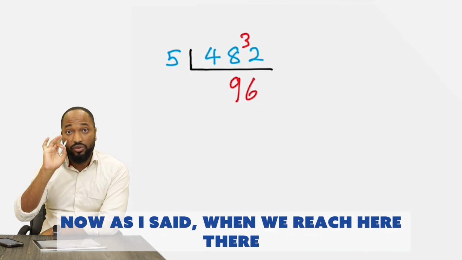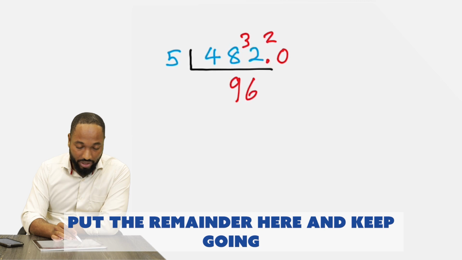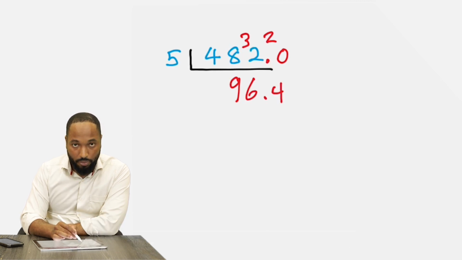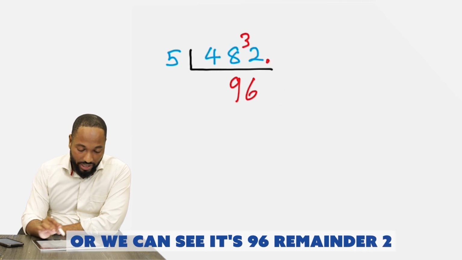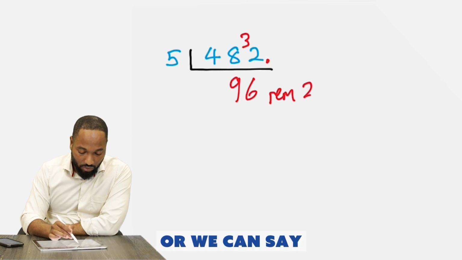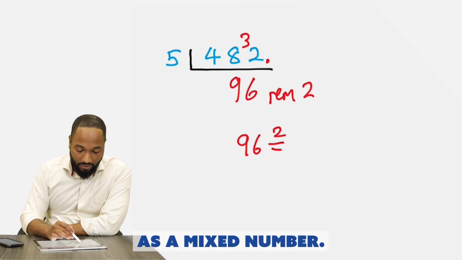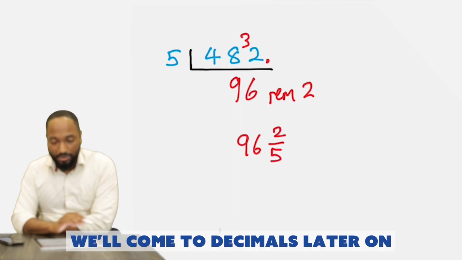Now, as I said, when we reach here, there are two things we can do. You can put the decimal point and put the remainder here and keep going. And we get 5 into 20 is 4. So 96.4 is the answer. Or we can say it's 96 remainder 2. Or we can say it's 96 and 2 fifths as a mixed number. For now, let's use one of these two. We'll come to decimals later on.